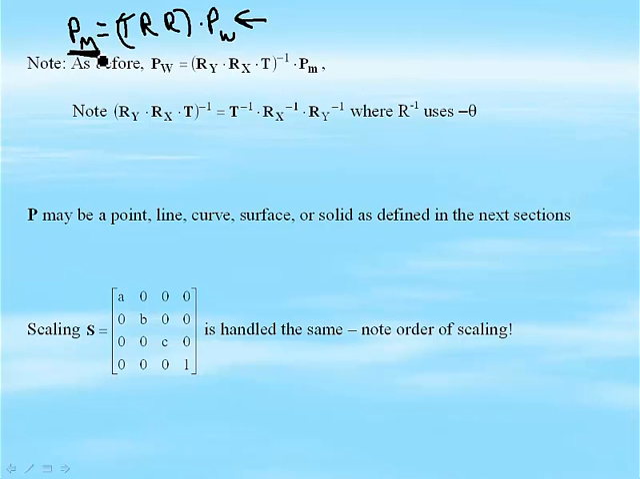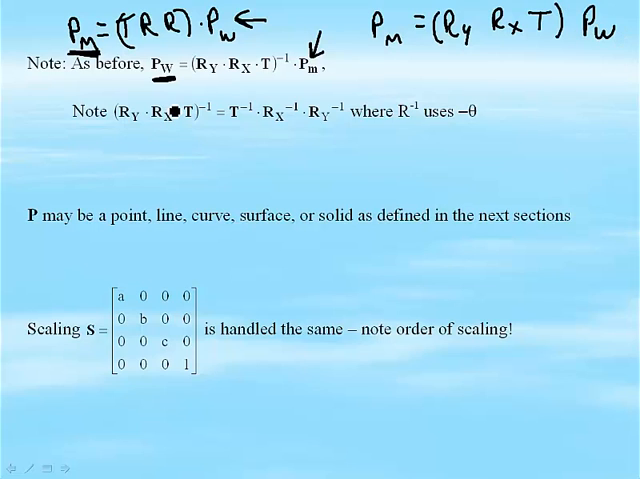But if you remember from the first video, we can go the other way too. If we know P sub M, the coordinate in the global or the machine coordinate system, we can solve for the point in the working coordinate system by taking the inverse of that transformation. So if our transformation, actually the one above it, we had PM equals Ry, Rx, T times PW. If we want to solve for PW, it's Ry, Rx, T inverse times P sub M.